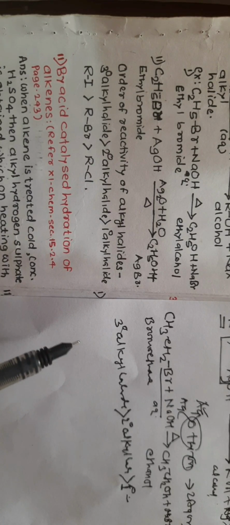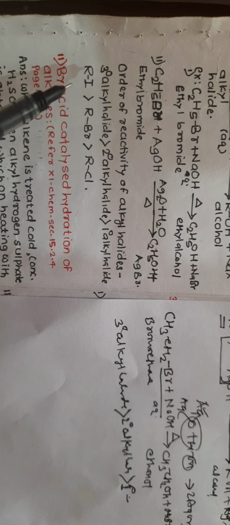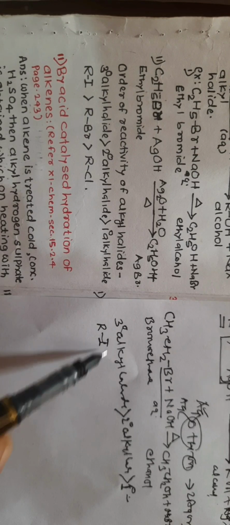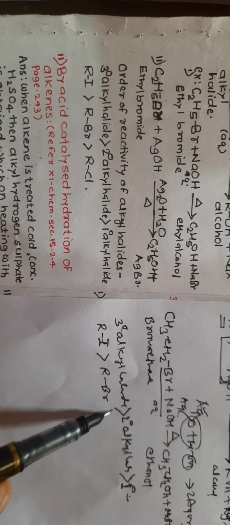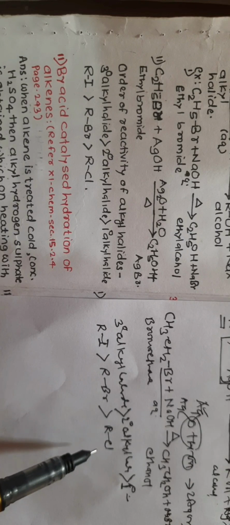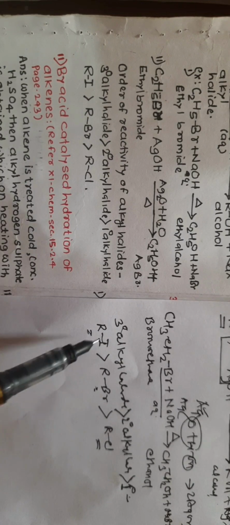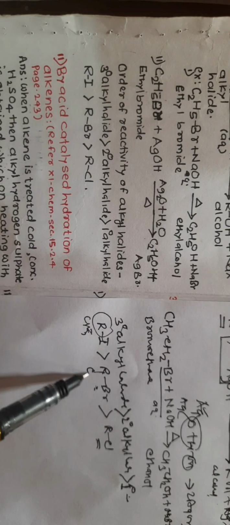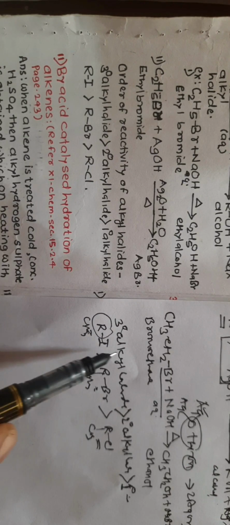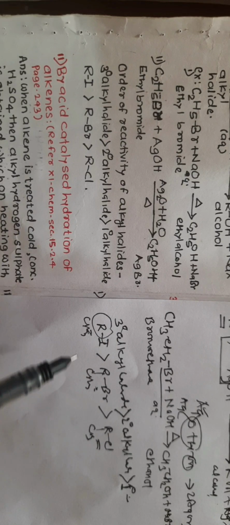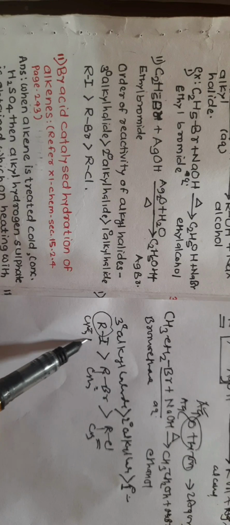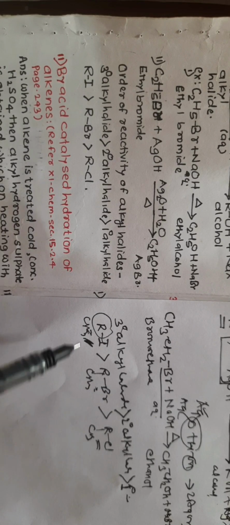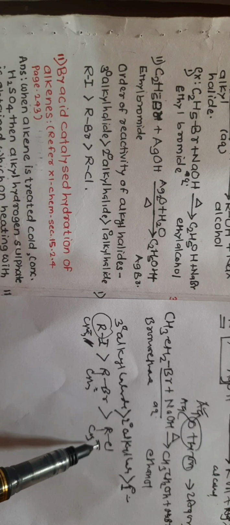Then again, if we study the reactivity of halides, iodides are more reactive than alkyl bromides, and alkyl bromides are more reactive than chlorides. If we take the same alkyl group, suppose CH3, CH3, CH3: CH3I, CH3Br, CH3Cl, then which alkyl halide is more reactive? If the alkyl group is the same, iodides are more reactive than bromides, and bromides are more reactive than chlorides. You have to remember this also.